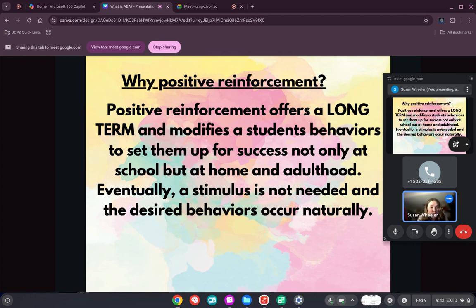So, why should we use positive reinforcement? Positive reinforcement offers a long term solution and modifies a student's behaviors to set them up for success not only at school but at home and adulthood. Eventually, the stimulus is not needed and the desired behavior occurs naturally.